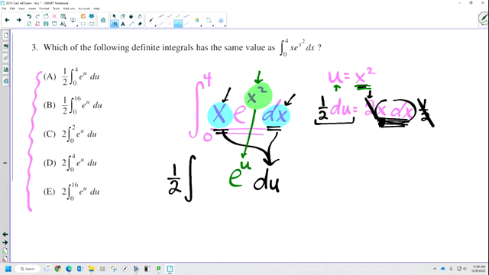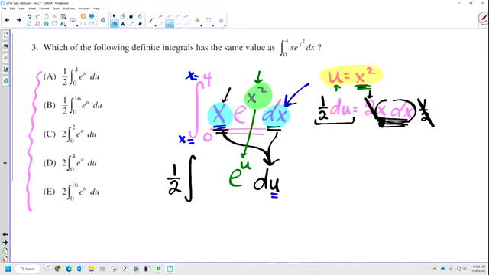But there's one thing I'm missing here. My bounds. These are currently x equals 4 and x equals 0. How do I know? I'm using x's. I want them now to be in u form. The one thing that's going to convert any x to any u is this right here. So I'm going to go ahead and use that.